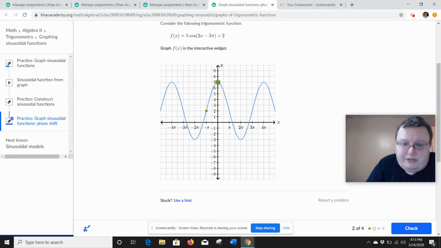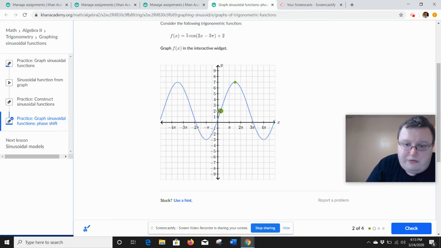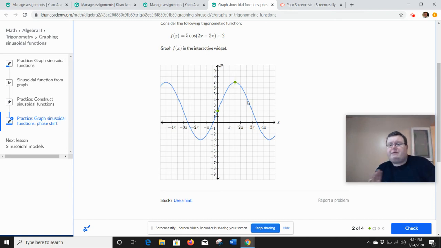So this point needs to be shifted to the right 3 pi over 2. That's a pi and a half. Okay. Now we can move this one accordingly. So we've shifted everything to the right 3 pi over 2. Now I need my period to be pi.